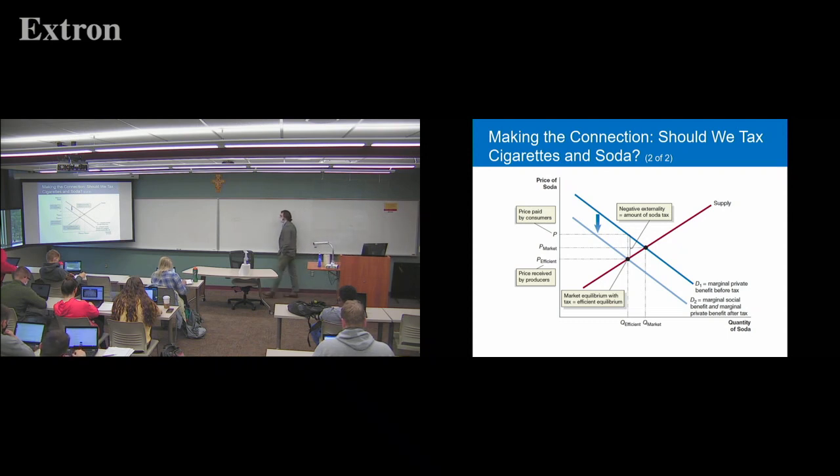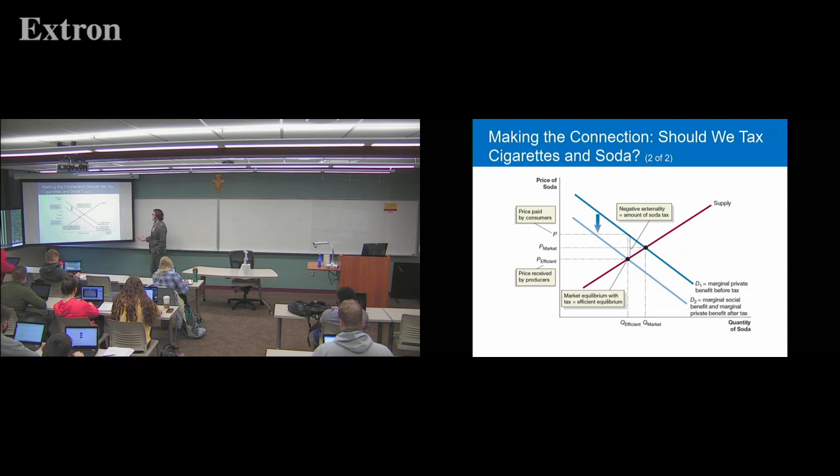So here you have the market for soda. Here you have the marginal private benefit, the D1 curve. So the market outcome is going to produce at this quantity and at this market price. The marginal social benefit is going to be this curve, D2 right here. So the efficient level of output is going to be much lower and at a lower price.